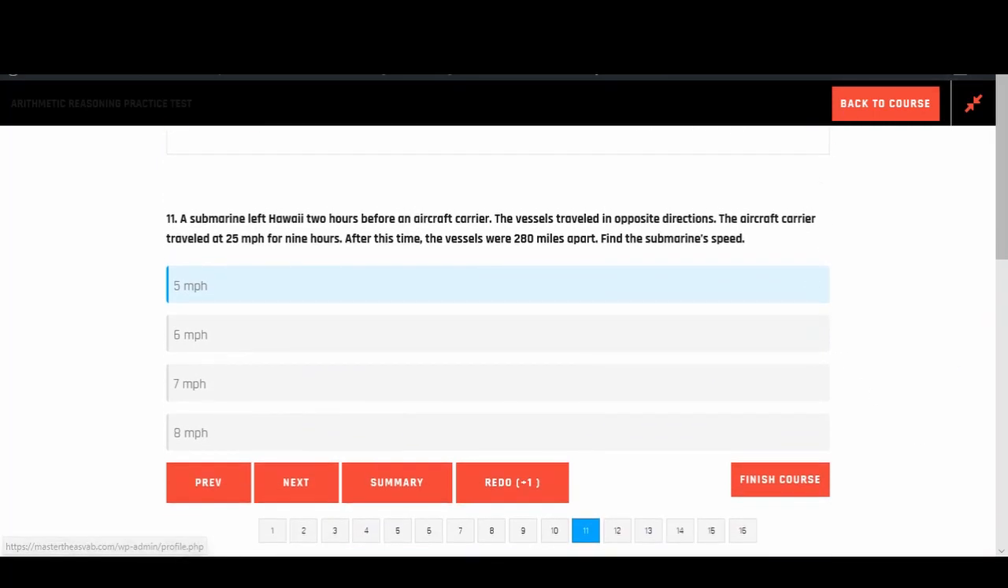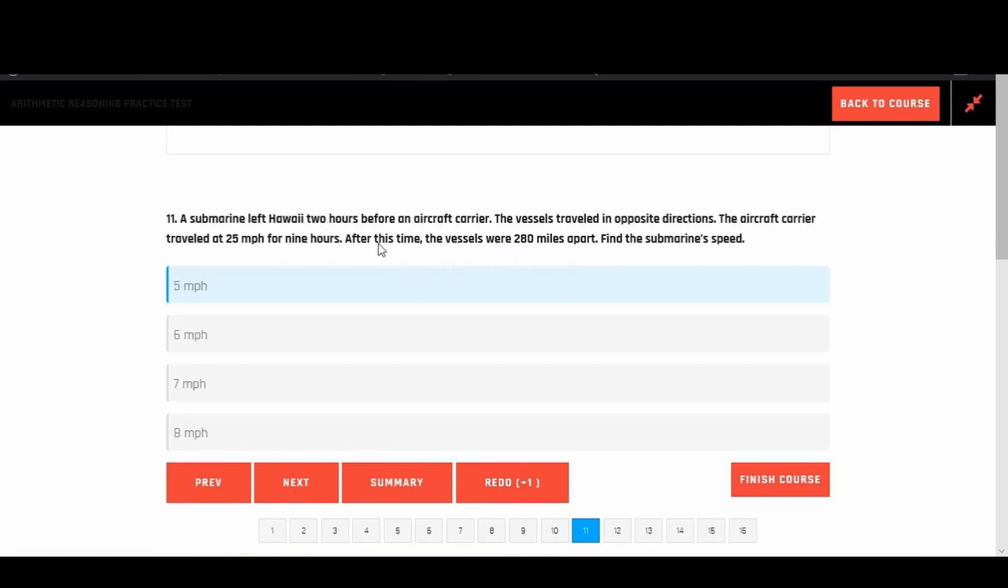All right. Number 11 is pretty difficult. It says a submarine left Hawaii 2 hours before an aircraft carrier. The vessels traveled in opposite directions. The aircraft carrier traveled at 25 miles an hour for 9 hours. After this time, the vessels were 280 miles apart. Find the submarine's speed. Okay.